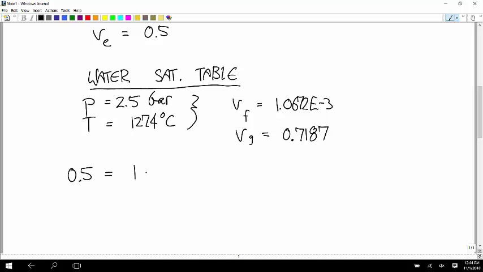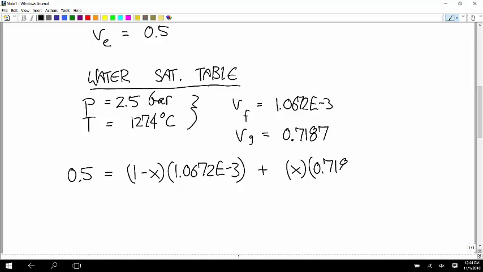And so now you can say that the total specific volume that we know we have is equal to 1 minus the quality times the specific volume of the liquid plus the quality times the specific volume of the gas. And now it's just an algebra equation, and you get that the quality is equal to 0.695.